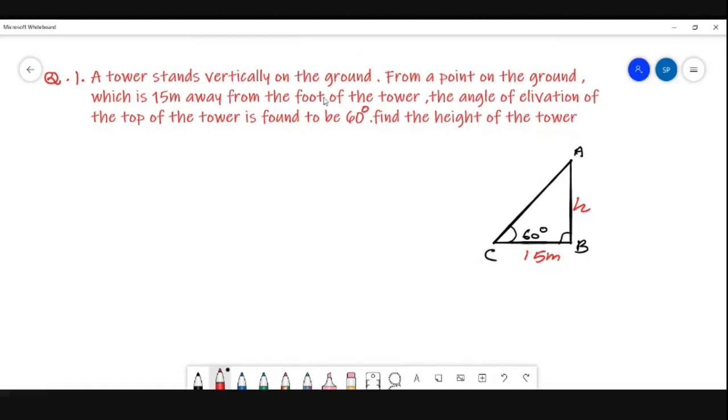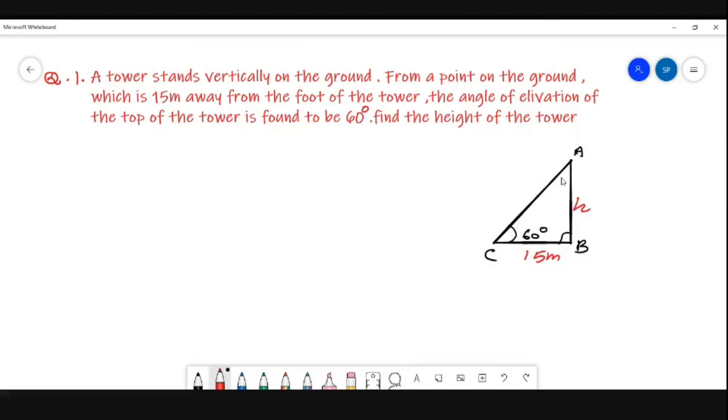Here a tower stands vertically on the ground. So vertically means it forms a right angle. Let AB represent the tower. And from a point on the ground, let the point be C, 15 meters away from the foot of the tower. The foot of the tower is B. So from B, 15 meters away, is the point of observation C.